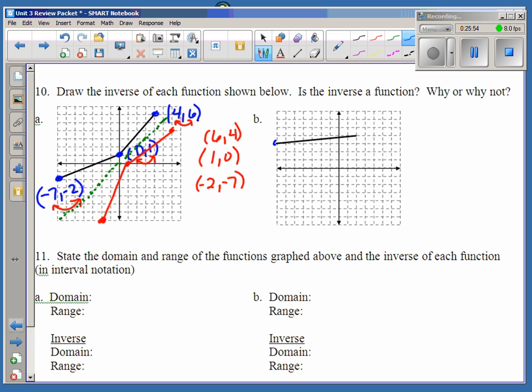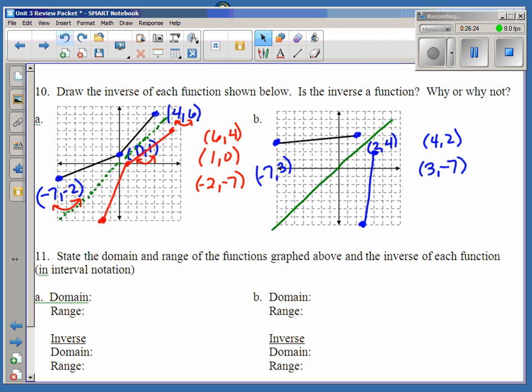The last graph looks like this, right? So I have the point -7, 3, and the point 2, 4. So the new points I'm going to graph are 4, 2, and 3, -7. So I go to 4, 2, 3, -7. Oh, that was a really bad line. My inverse looks like this. Okay, and again, check it by just sketching in the line y equals x. That looks like it's the line of symmetry, so I'm done.